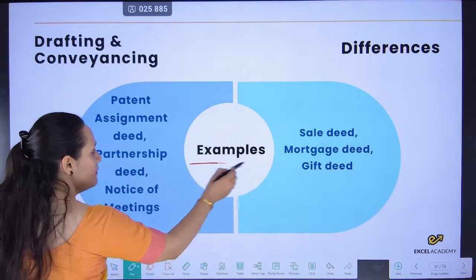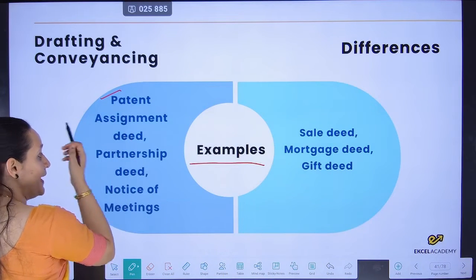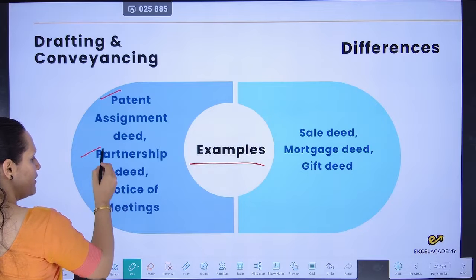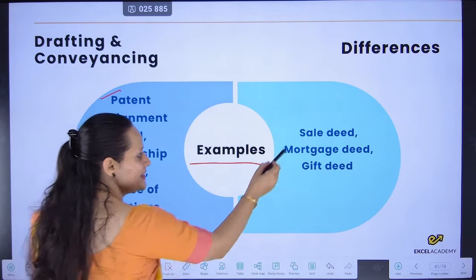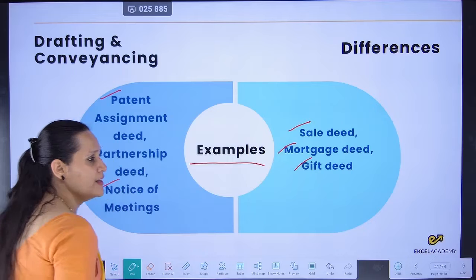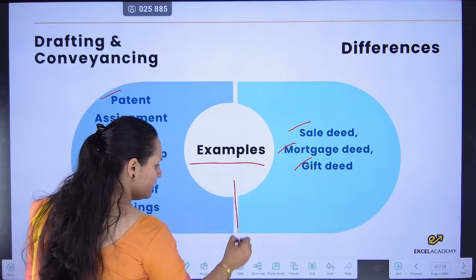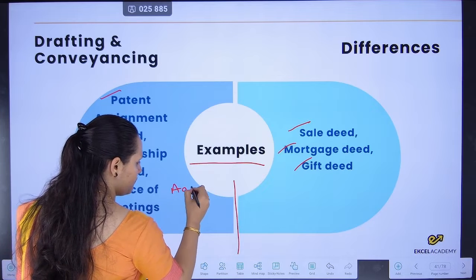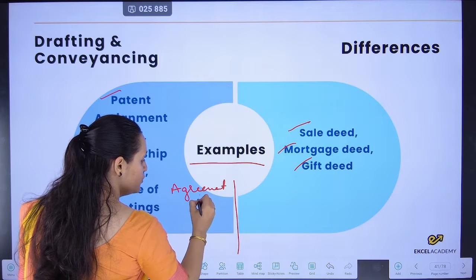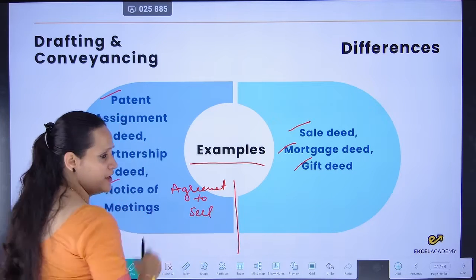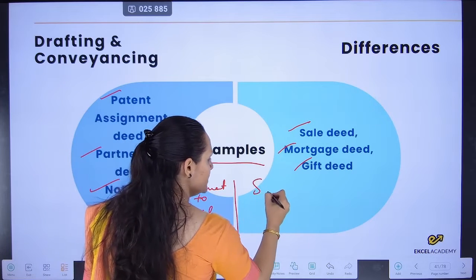Next, examples: patent assignment deed, partnership deed, notice of meetings, sale deed, mortgage deed, gift deed. These are examples. To be very specific, you can also consider that an agreement to sell is drafting, but a sale deed is conveyancing.